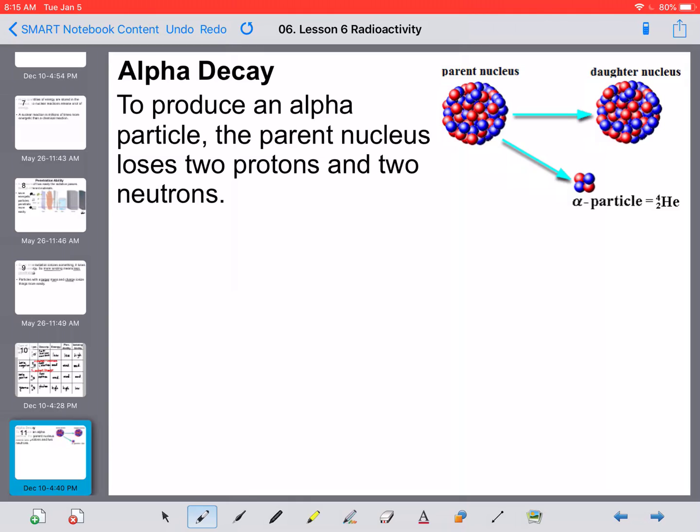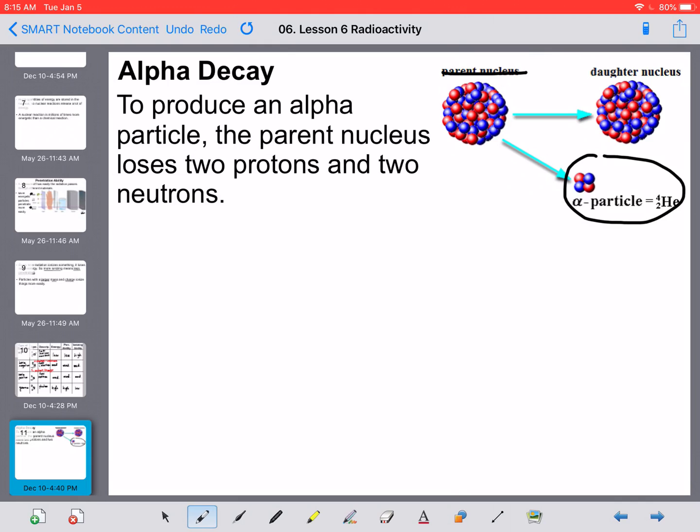Alright, so now we're going to look at the different types of decay. So beginning with alpha decay. To produce an alpha particle, the parent nucleus loses 2 protons and 2 neutrons. So here's the parent nucleus. That means that's the nucleus that you're starting with. This parent nucleus is going to give off 2 protons and 2 neutrons, which is called an alpha particle.